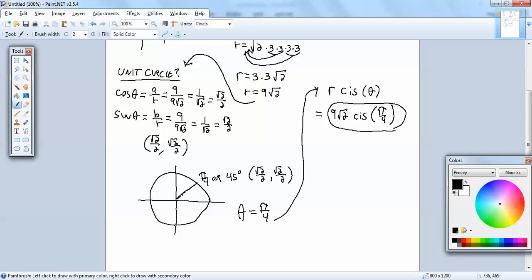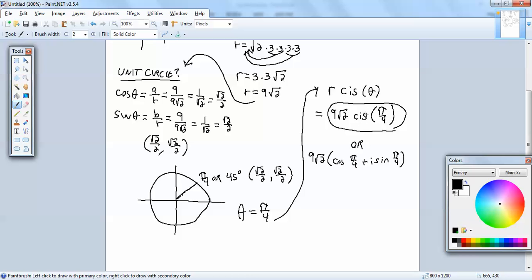Now some books you'll see it written that way. Some books you'll see it written as 9 square root of 2, and then you'll have cosine of pi over 4 plus I sine of pi over 4. So it varies. Some books are written in this way, and some in that way. Okay, so that's our polar representation.